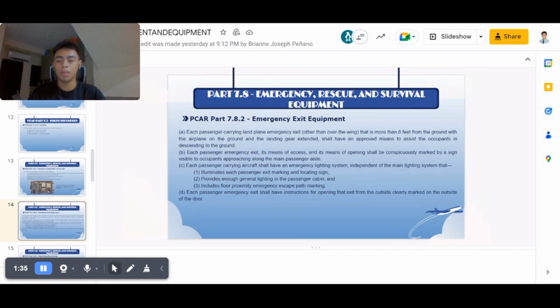Sabi ko nga, mahirap pag sobrang dilim sa loob ng cabin. As in, madilim talaga ito lalo na pag nakababa yung blinds. And lastly is to include a proximity emergency escape path marking.